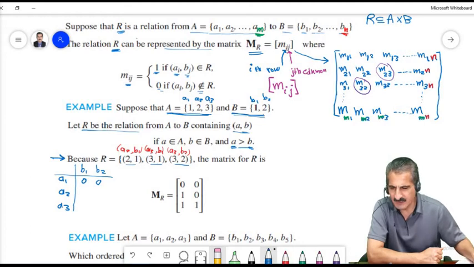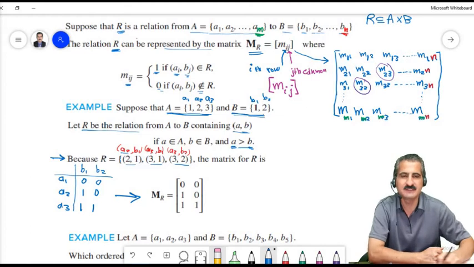So, is A2 related to B1? Yes, it is here. So we'll have 1 in here. Is A2 related to B2? No. So we'll have 0. Is A3 related to B1? Yes, we'll have 1. Is A3 related to B2? Yes, we will have 1. So we get this matrix.